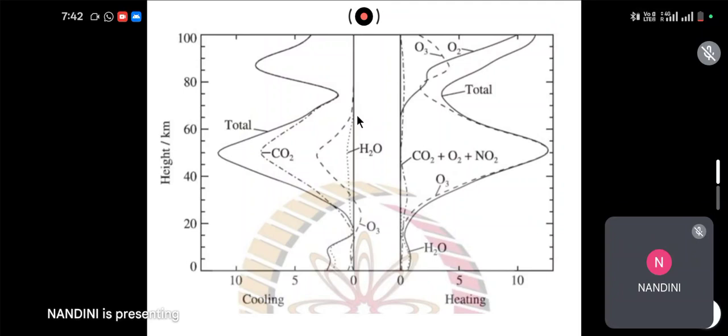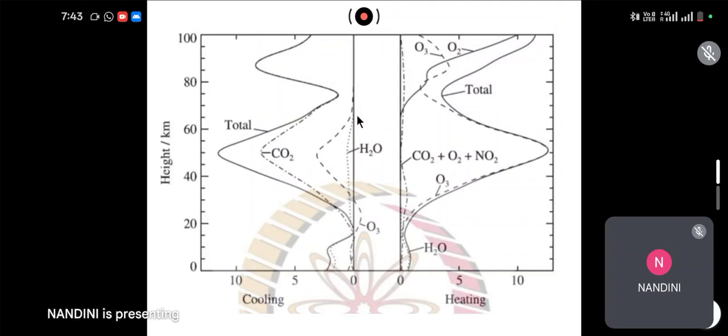Based on the characteristic wavelengths of different atmospheric gases and their concentration and vertical distribution in the atmosphere, the heating and cooling rates of the atmosphere at different heights are determined. As we know, ozone is abundant in the stratosphere, around 25 kilometers or 50 kilometers of height. Even though the maximum ozone is found at a height of 25 kilometers, the incoming solar radiation peaks at the top of the stratosphere, which is 50 kilometers. That's why we get the maximum heating due to ozone at a height of around 50 kilometers.